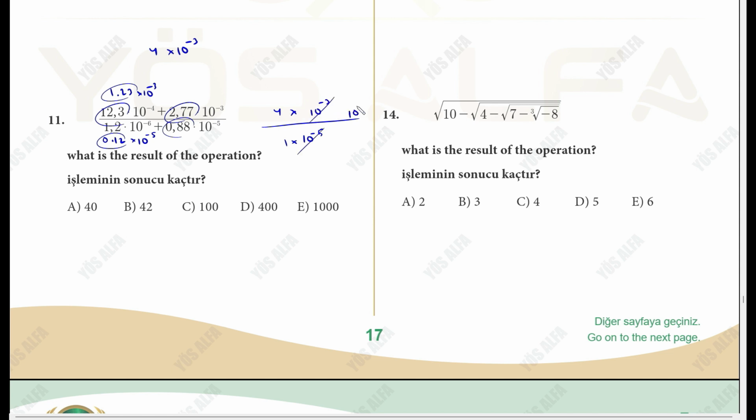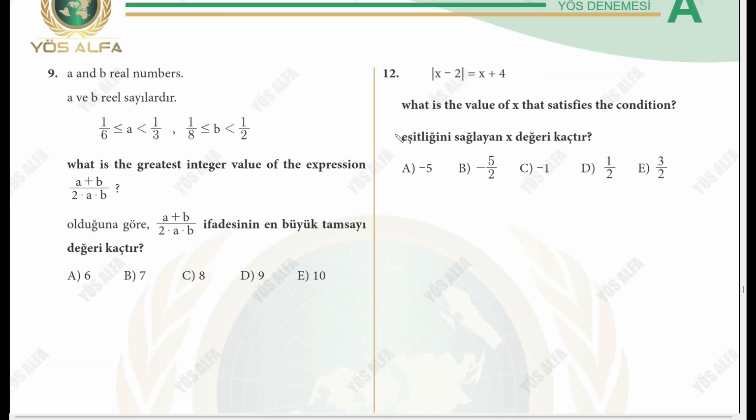So we have 10 to the 2 left at the denominator, so the result is 400. Number 12. What is the value of x that satisfies the condition? So this is the absolute value problem. We're going to test out two different cases for this and see which one checks with the solution given here. So x minus 2 can either be positive or negative.